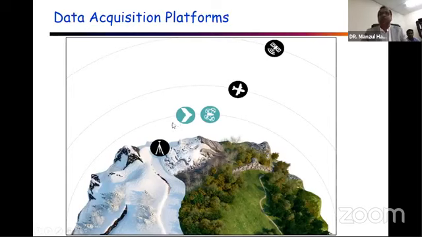Okay, so there are basically, if you want to acquire data, one of the common platforms is satellite.